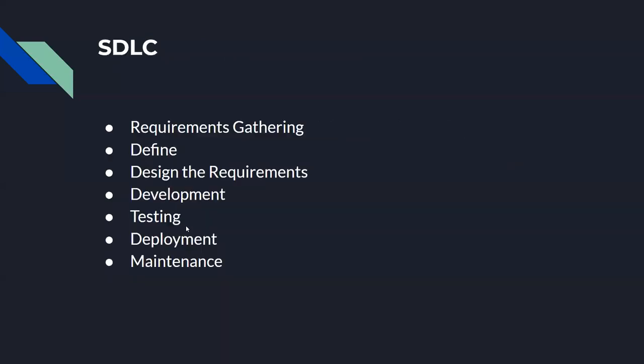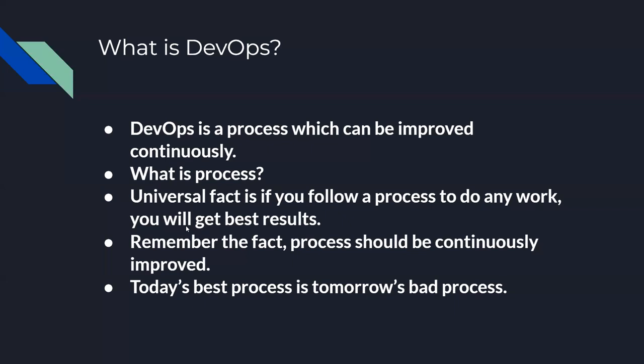Now let us discuss what is DevOps. DevOps is a process which can be improved continuously. Soon we will discuss what the process is. The universal fact is, if you do any work personally or professionally, in your life or in your career, and you follow a proper process, you will get the best results. This is a fact known by every one of us.